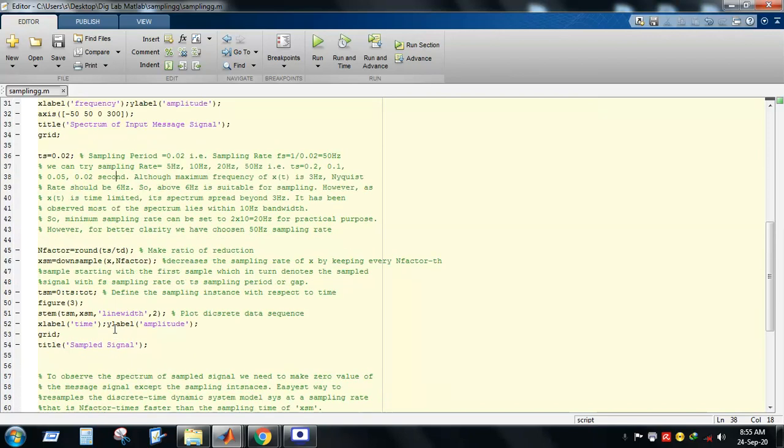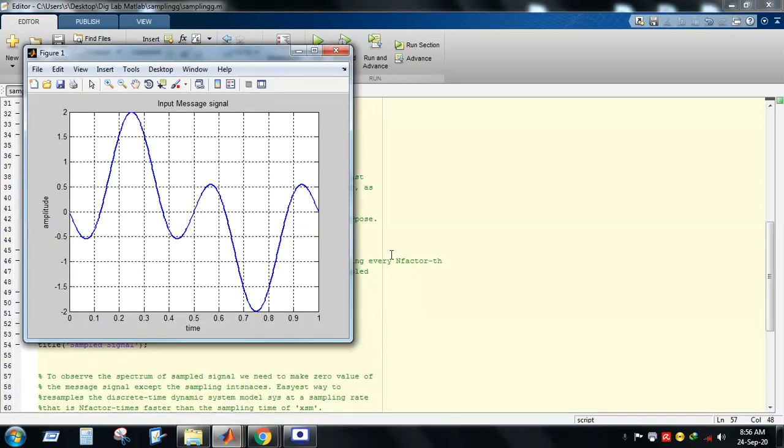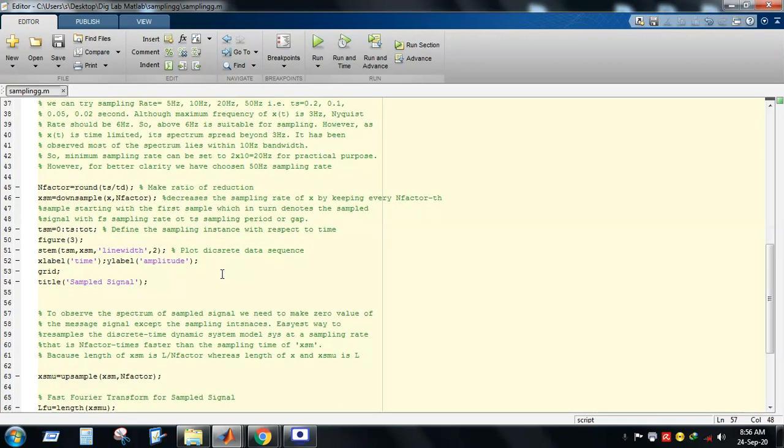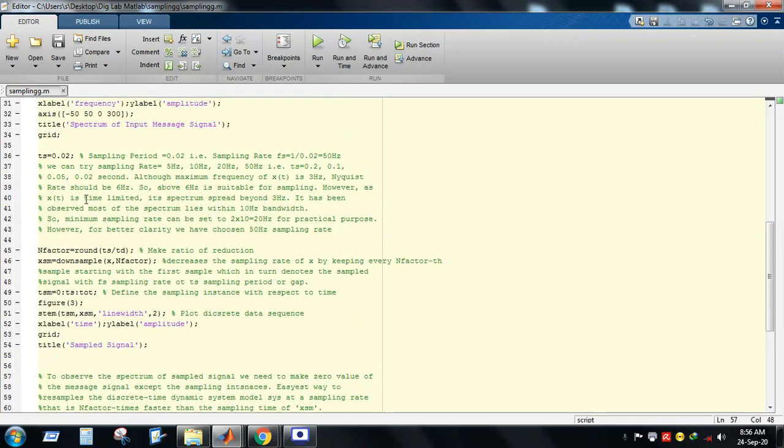Now coming to the sampling part. How can we get the sampled signal from the original one? This is basically the continuous portion. For sampling, suppose at this point the sample value will be this, at this point the sample value will be like this. How many samples we want depends on the value of the ratio known as the n factor.